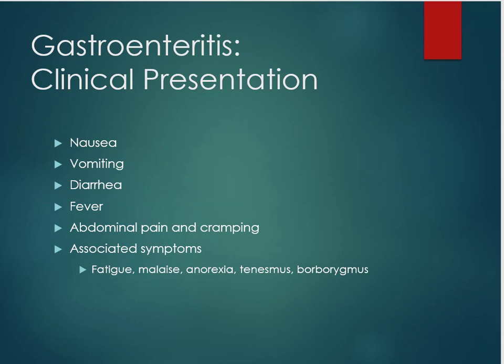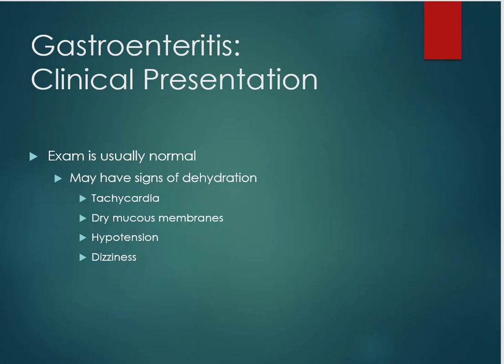On clinical presentation for gastroenteritis, the patient may have nausea, vomiting, diarrhea, fever, abdominal pain or cramping, and then they also may have some associated symptoms of fatigue, malaise, anorexia. Tenesmus, which is the feeling of needing to empty your bowels, and then borborygmus is the rumbling of the stomach. Exam may often be very normal in appearance. There may be some signs of dehydration, and you may see that with an elevated heart rate, dry mucous membranes, hypotension, dizziness, tenting of the skin in your older patient.